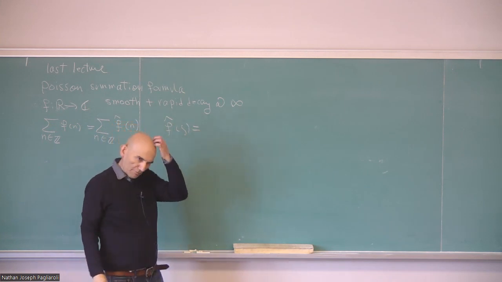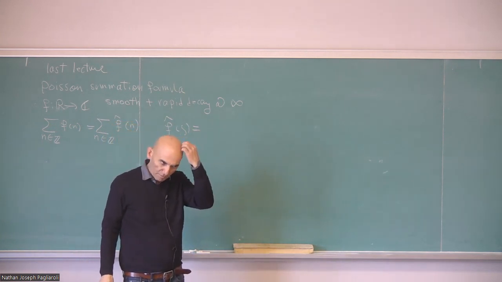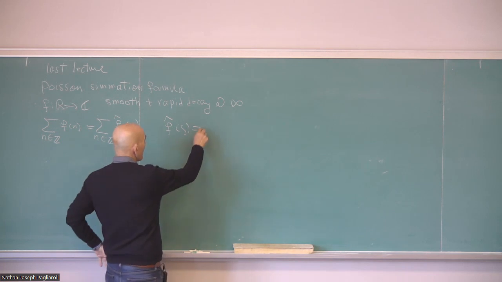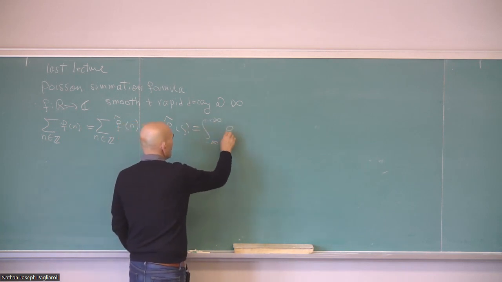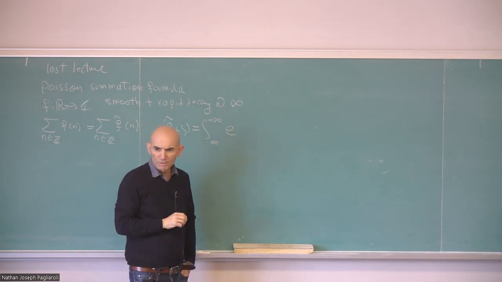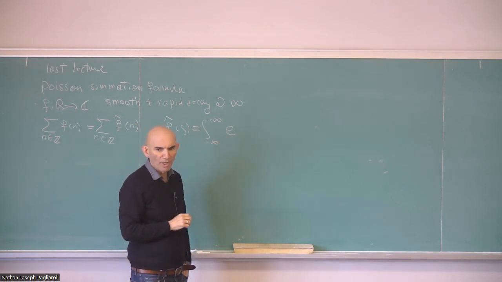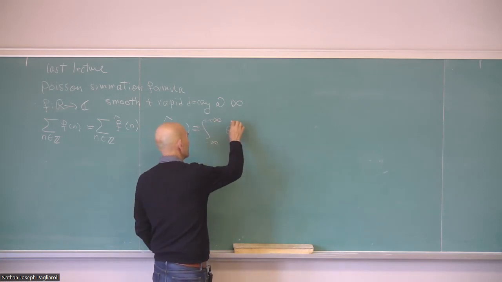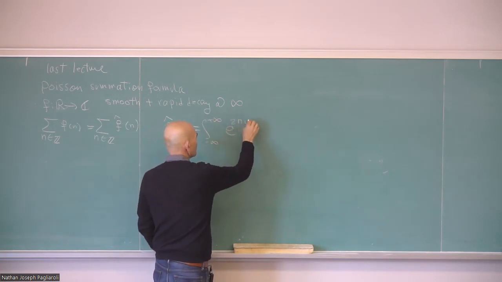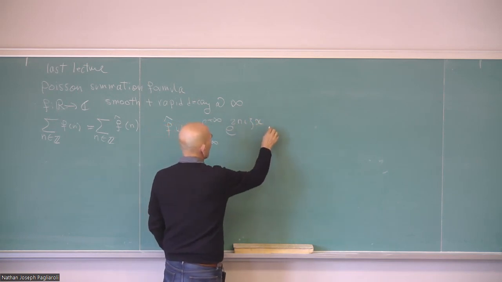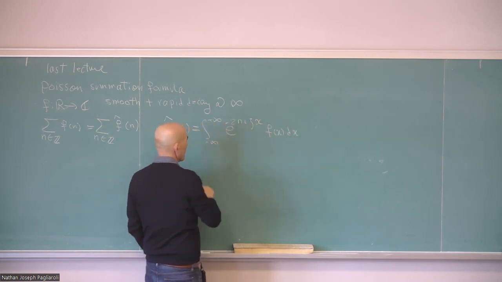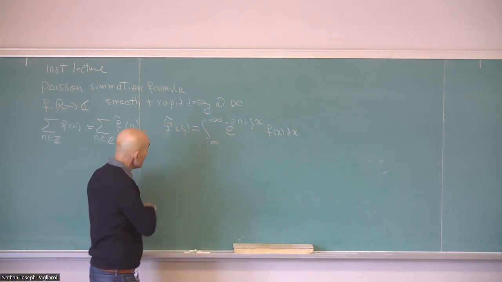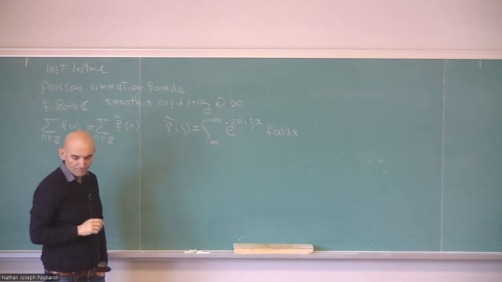where f hat of ξ, I defined the Fourier transform to be the integral from minus infinity to infinity of e to the minus 2 pi i x ξ, f of x dx. Did I use 2 pi or non-2 pi? 2 pi, whatever, never mind the normalization. And I should not forget the minus 1 here. Okay, so this was our definition.